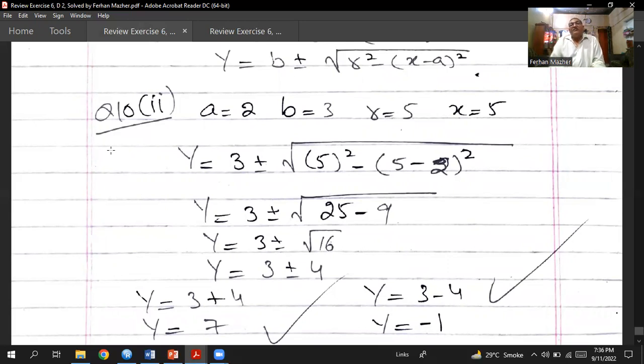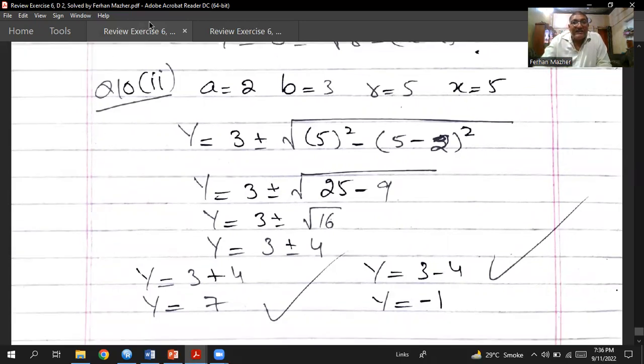So you will have 3 plus minus the square root of 25 minus 9. That was 3, and 3 square is 9. So you will have 3 plus minus square root of 16, and y is equal to 3 plus minus 4. So you will have y equals 3 plus 4, that will be 7, and y equals 3 minus 4, and that will be minus 1. So this is how you do the question number 10 and its second part.